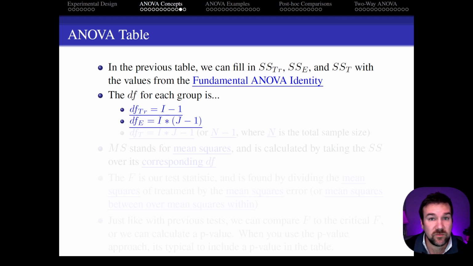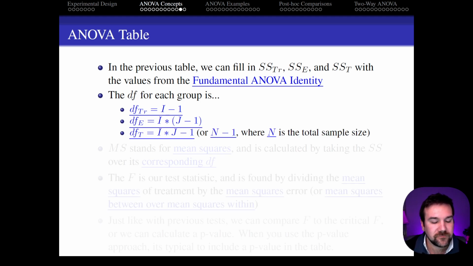Because J minus 1 is in parentheses, I would first do the 10 minus 1 to get 9, and then multiply by capital I, in our case 3, to get 27. So it's important you do the J minus 1 first before multiplying to find your degrees of freedom error, or again in the other notation, degrees of freedom within.